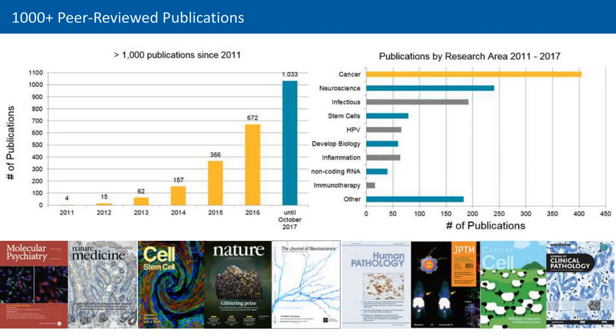The growth and adoption of the RNAscope is best exemplified by the number of peer-reviewed publications. We had our first publication in 2011, and since then there are over 1,000 peer-reviewed publications using RNAscope in high-tier journals. The graph to the right shows how RNAscope is highly relevant across multiple fields of research, with over 40% of publications in cancer research, followed by neuroscience and infectious diseases.